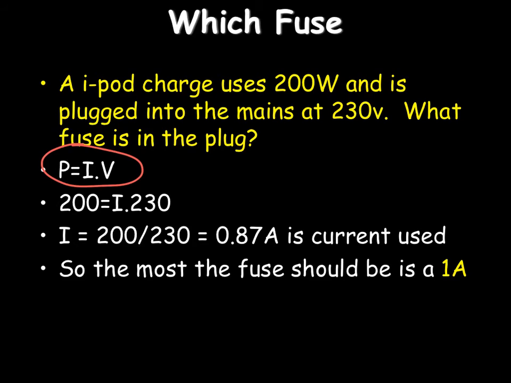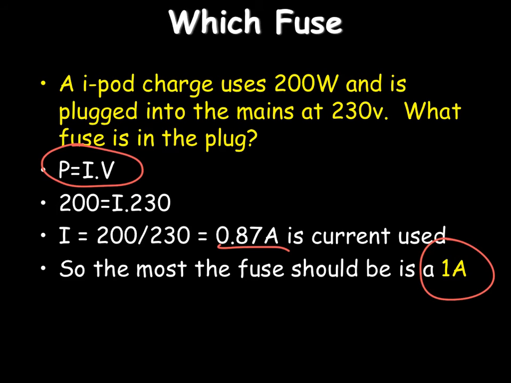An iPod charger uses 200 watts and is plugged into the mains at 230 volts. What fuse plug should you use? Well, you've got the power, you've got the voltage, you're looking for the current, because fuses are always rated in current. So you simply use P equals IV to find the current which is actually flowing while it's charging, and then you need a fuse which is just slightly bigger, so that if it exceeds 1 amp, the fuse will melt so that your phone won't be damaged.